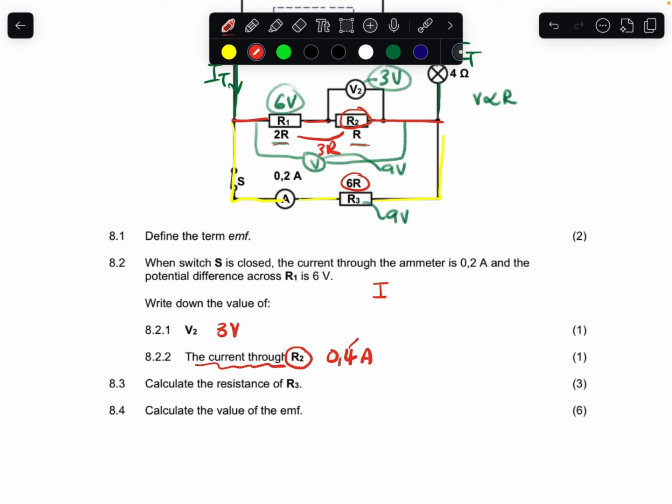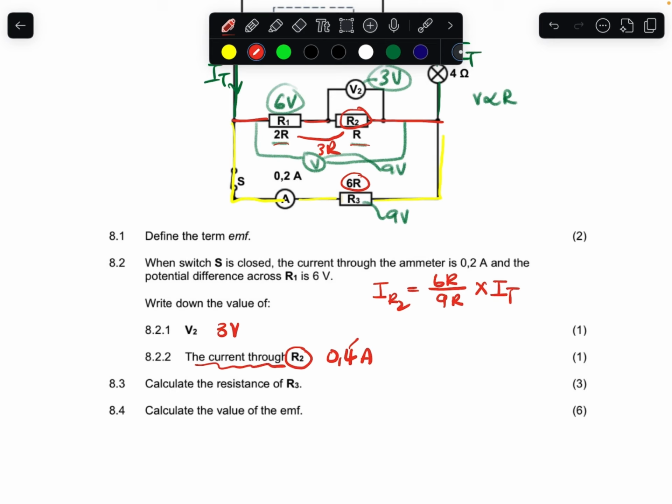Let's say the current in R2. Since we wanted the current that passes here, we're going to use this one. We're going to say 6R over the total. It's a 3. Remember, 2 plus 1 is 3, and 6 is going to be what? 9. 9R times by the total current. We want to get the total current, right?